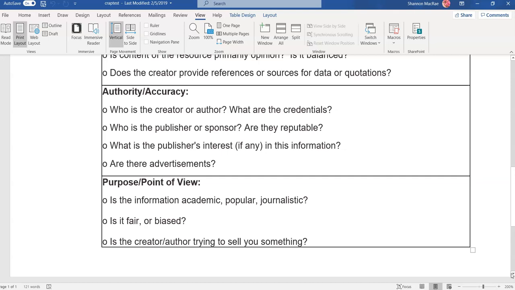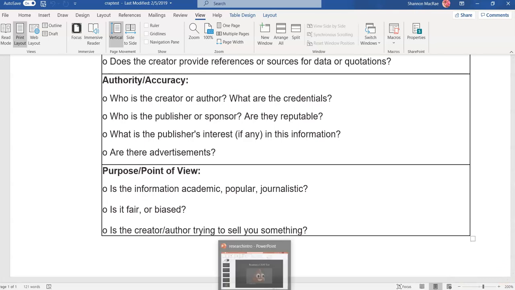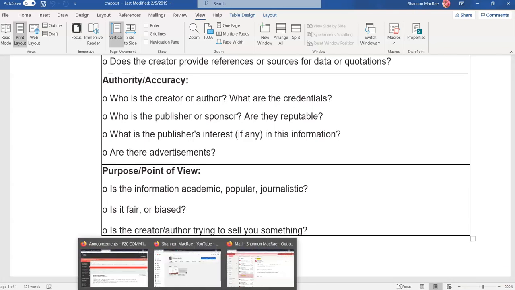Ask questions when you're looking at stuff and make sure that the information that you're looking at passes this CRAP test, that you've considered these different factors before you go ahead and use that information. Make sure that you're comfortable and you know that the information that you're getting is accurate and responsible.